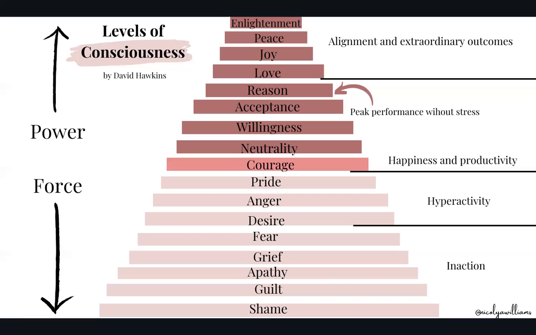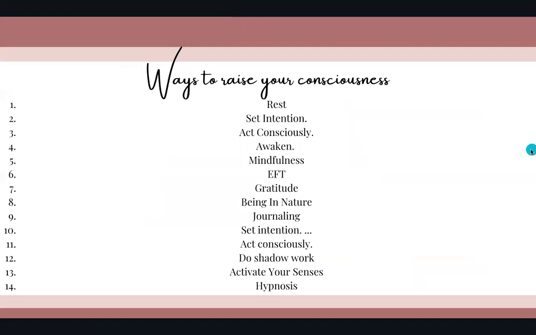So let's talk about essentially, how do you move yourself up the levels of consciousness scale to be able to create and call in the things that you want to be able to call in. All right. So here are some ways to raise your consciousness. The first thing is rest, right? Really taking care of your body, restoring your body. There's another law called the law of rhythms. There's tons of rhythms in our lives, right?